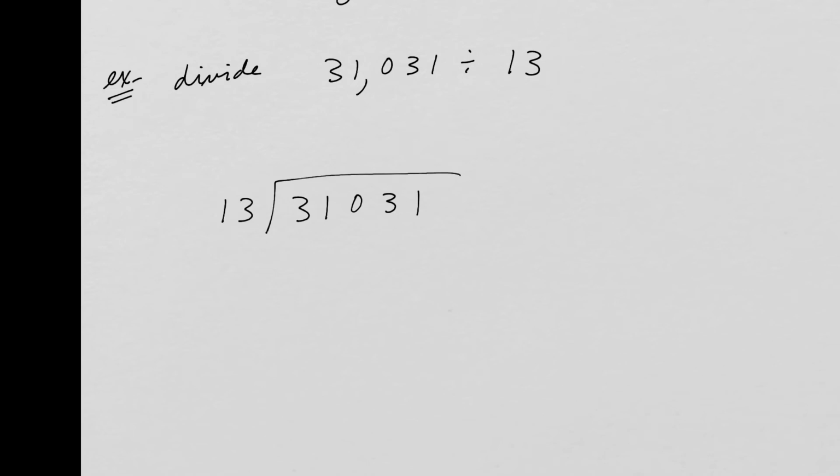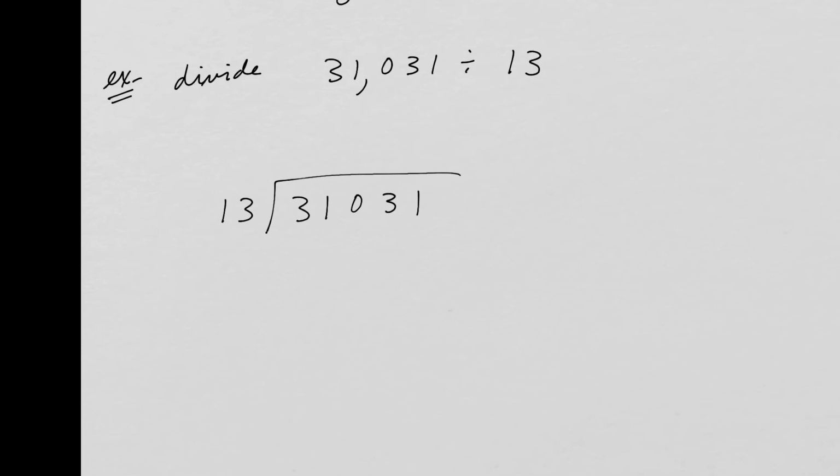So again, look at the first digit. Does 13 go into 3? No, 3 is smaller than 13, right? So then I have to go to the next digit over. So 31. Does 13 go into 31? Yes, and again, there's a lot of mental math that you have to do here. If you have to, you can do it on the side as well.